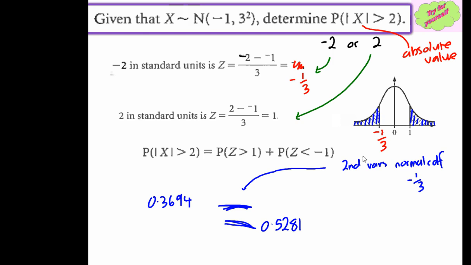So you could do Second Vase, normal CDF. Lower bound is negative 1e99, upper bound is negative a third. Work out that. Then you could also do Second Vase, normal CDF, lower bound is 1, upper bound is 1e99, then add those two together. Alternatively, you could work out this missing bit here and then do 1 minus that.